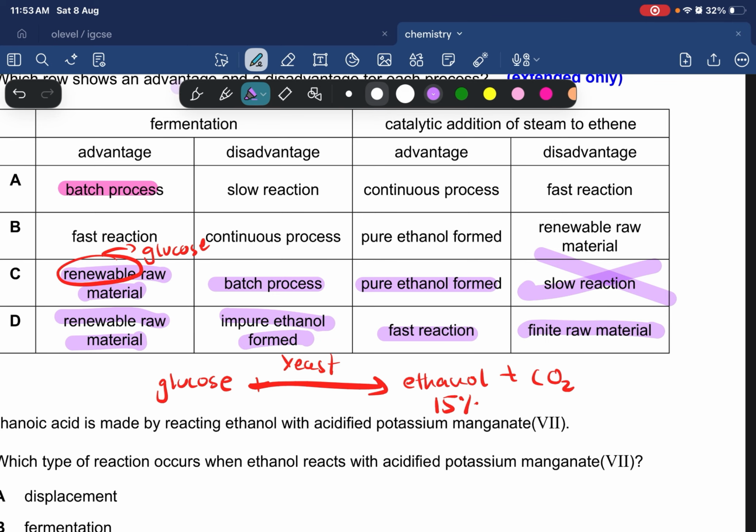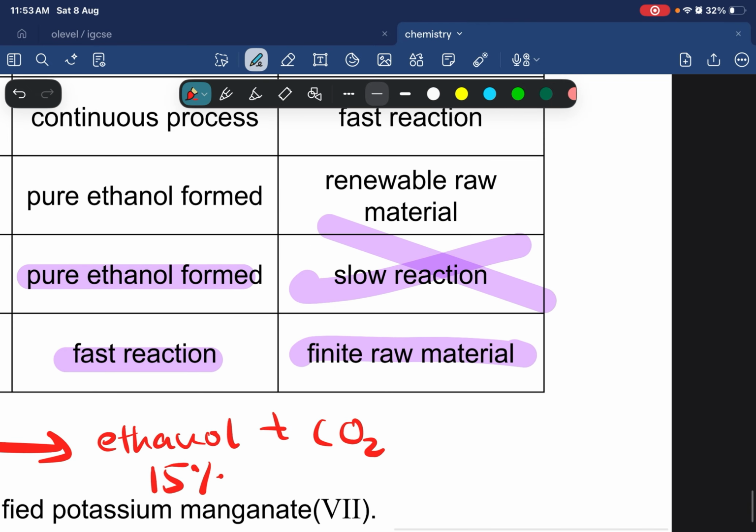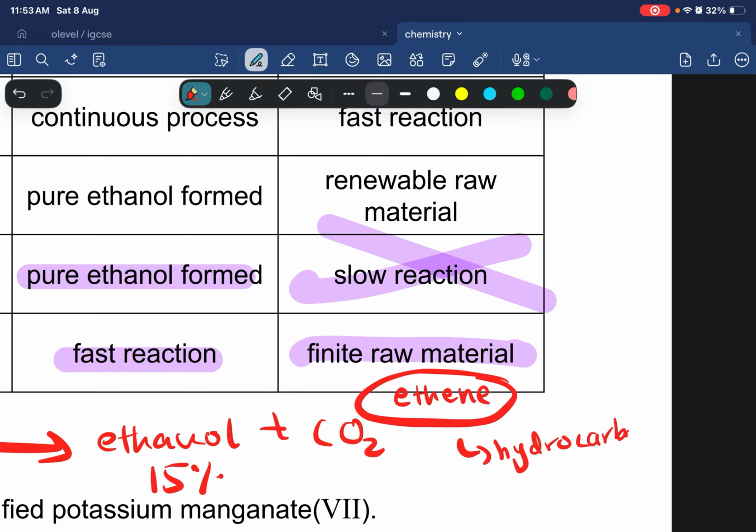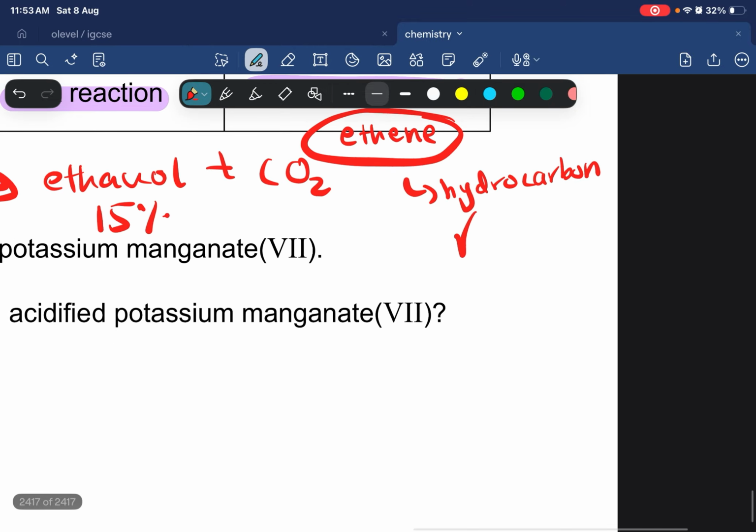Finite raw material. Well, that's correct because what you're using for your catalytic addition is ethene, and ethene is a hydrocarbon, right? And where do you get your hydrocarbon? You get your hydrocarbon from the fractional distillation of your crude oil, if I'm not wrong. Yeah, from oil you make your plastics because you get your hydrocarbons from the fractional distillation.